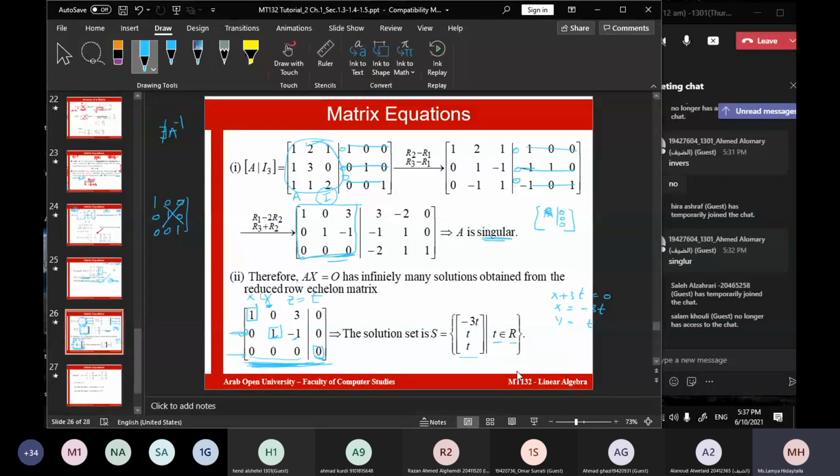If the question asks for an exact solution, one specific solution, give t any value. For example 0. So 0 0 0 is one of the solutions. If he needs another solution, take t equal to 1. Then I have minus 3, and then 1, 1. So this is another exact solution, and so on. I can generate infinitely many of them. Clear? Okay.